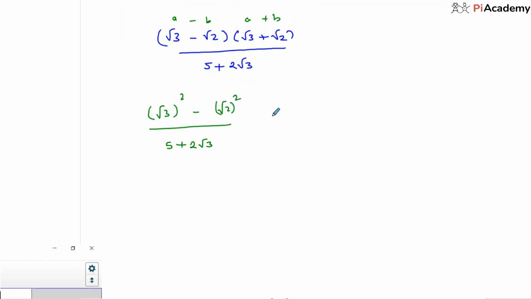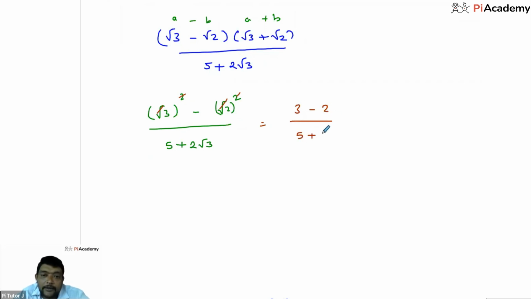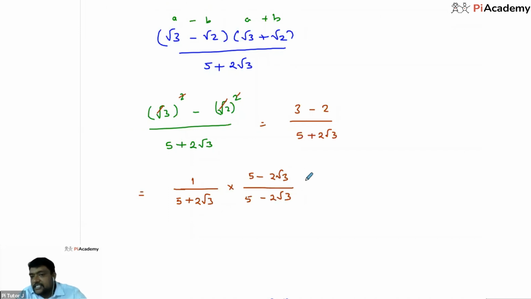Yeah. Okay. So root 3 whole square is 3 and root 2 whole square is 2. So you have 3 minus 2 over 5 plus 2 root 3, right? Yep. So that is 1 over 5 plus 2 root 3. Now you need to rationalize the denominator. You cannot leave your answer at this point. You have to rationalize your denominator. For 5 plus 2 root 3, the rationalizing factor is 5 minus 2 root 3. So you multiply the numerator and denominator with the rationalizing factor of the denominator, that is 5 minus 2 root 3. Is this step clear, guys?